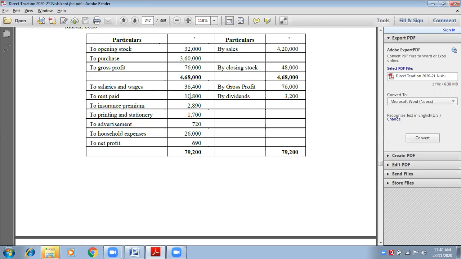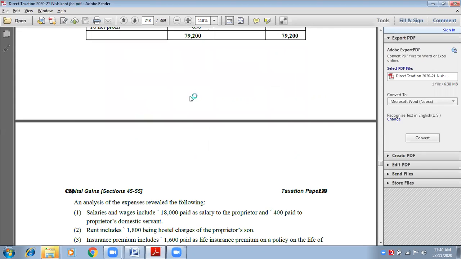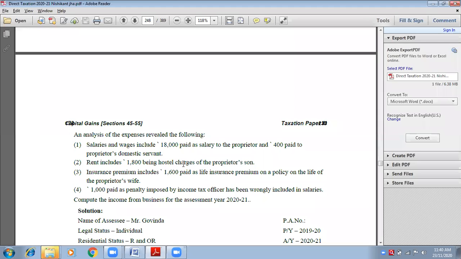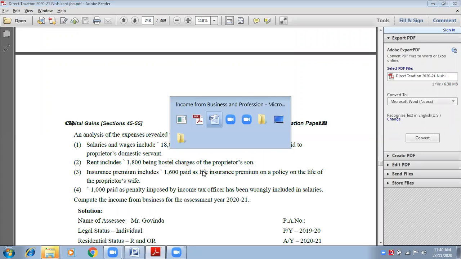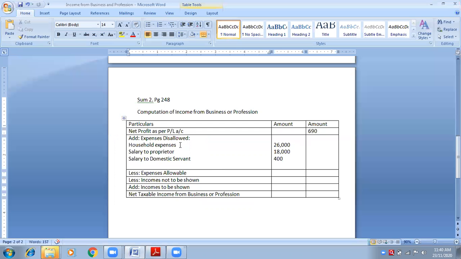Yes, ma'am. Okay. So 1,800 is related to personal expenditure, rent. Rent is paid for personal expenditure. So you will disallow that expense. And we are on the point of disallow. You can write: rent paid for son's hostel charges. How much was it? 1,800. Very good. 1,800. Okay.